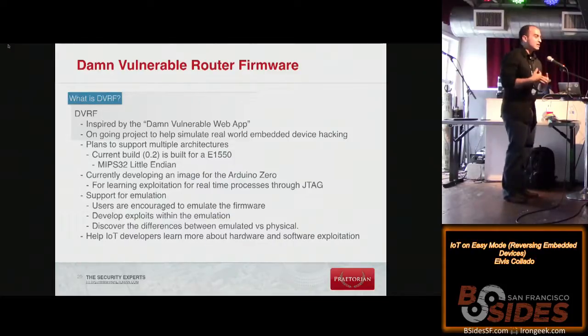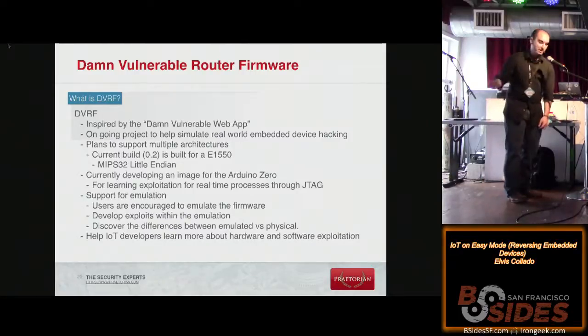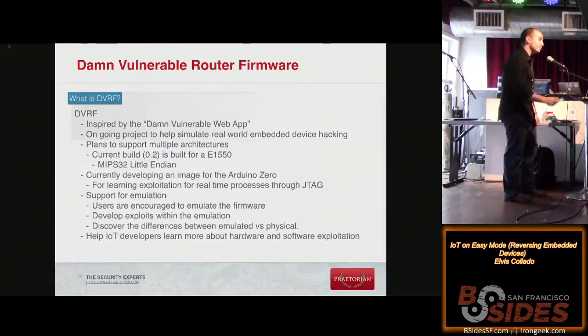This is one way that I'm starting to give back to the community, to say, this is how you can get started very, very cheaply. You don't need to have this particular device. I had an old Linksys E1550 lying around, which is a MIPS32 little-endian architecture, and I made vulnerable applications for it. It's a real binary that you can upload to your router, and it will accept it and install it, and it works great. But you can also emulate it, and I encourage people to do emulation as well. You can do both ways.